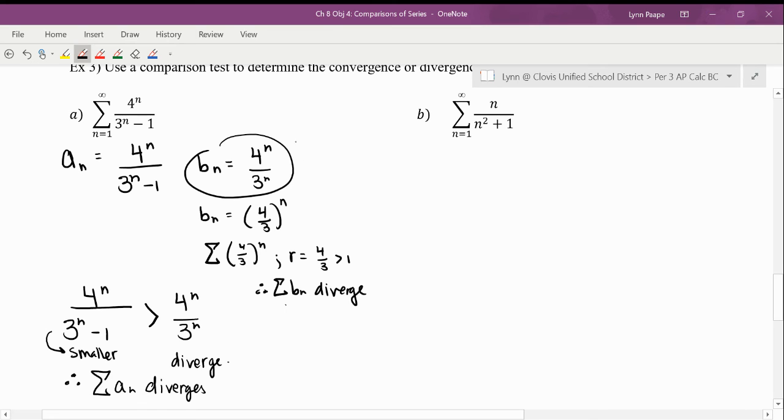So what I always have to show is what I'm using for the sequence here, and what its infinite series is going to do. It's going to diverge. I have to show my inequality and then make my conclusion.